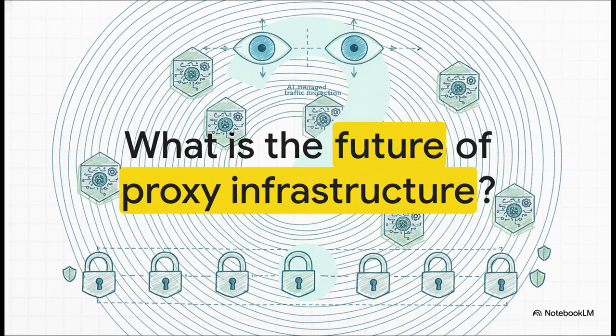Which brings us to the ultimate question. If the internet is no longer just a web of simple, direct connections, but actually a high-speed maze of intelligent middlemen, what does the future of autonomous, zero-trust proxy filtering really look like? As we move toward AI-managed traffic inspection, just how much smarter will these invisible proxies become? Definitely something to chew on next time you browse a web page.